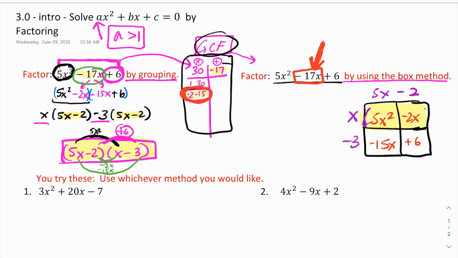And you need to use signs. Whatever signs are here will be the signs that you'll have in the middle. So because we have a negative 2 and a negative 15, those are the signs that we're going to have in the middle here. So then those are your answers: 5x minus 2 and x minus 3. If you're going to use the box method, you need to draw the entire box, the outside and the inside part, please. And the signs and the variables and everything else.